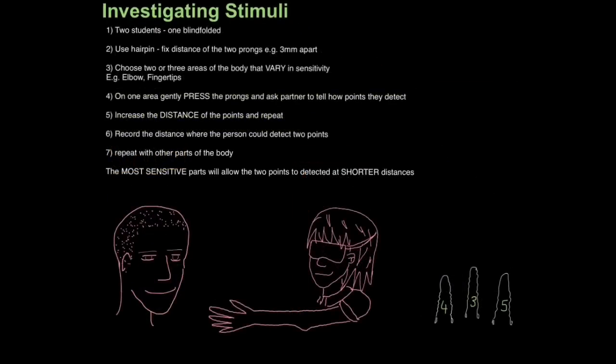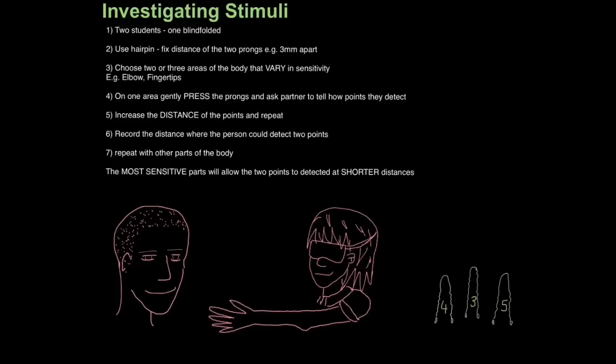Now we'll look at a very simple practical that's designed to help you investigate how sensitive we are to specific stimuli. Firstly, you will need 2 students. One needs to be blindfolded or have their eyes covered or shut. Next, you will need to use something like a hairpin or a paperclip and measure the distance between the 2 points, so over here, and ensure they're a fixed distance apart. Let's say we're starting off with 3 millimeters apart.